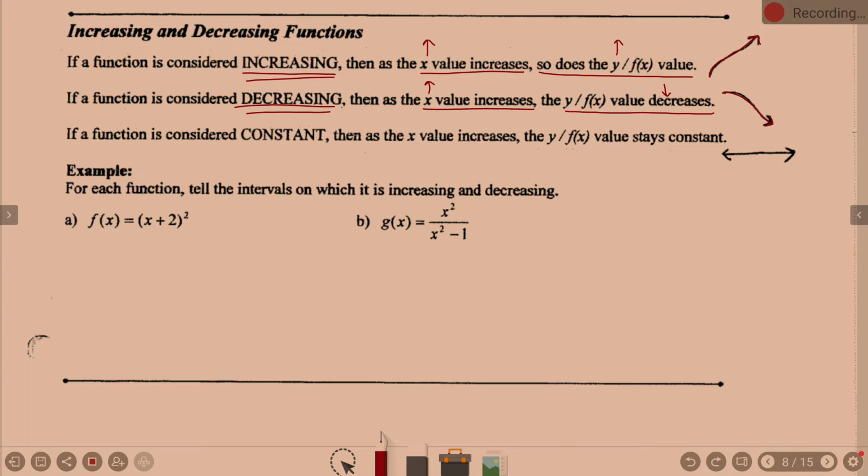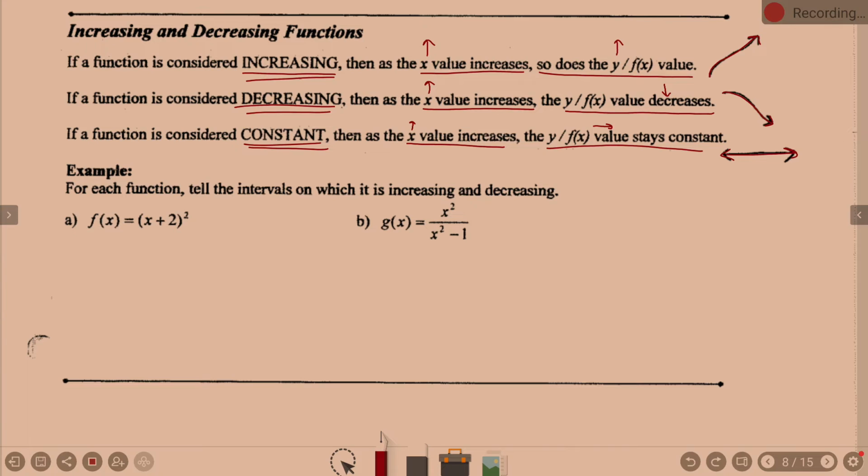Now, most graphs are either increasing or decreasing. Occasionally we get a third option, which is constant. As the x value increases, as we move across the graph to the right, the y value does what? It stays constant. I don't even know how to draw an arrow for that one. So basically, what's a constant graph? It's a horizontal line. So increasing, decreasing, or constant are my options.